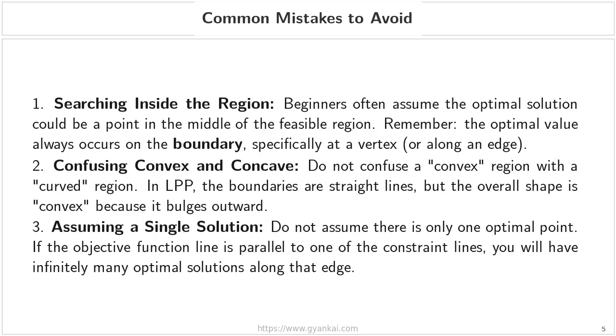Finally, do not fall into the trap of assuming there is always only one single optimal point. While we often find a single vertex as our answer, remember the special case we covered earlier. If the line representing your objective function, such as z equals a times x plus b times y, happens to be perfectly parallel to one of your constraint lines, you won't have just one solution. Instead, you will have infinitely many optimal solutions lying all along that specific edge.